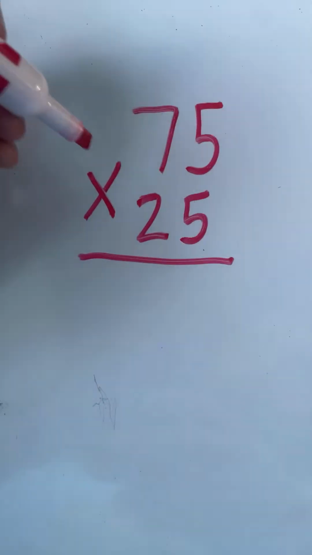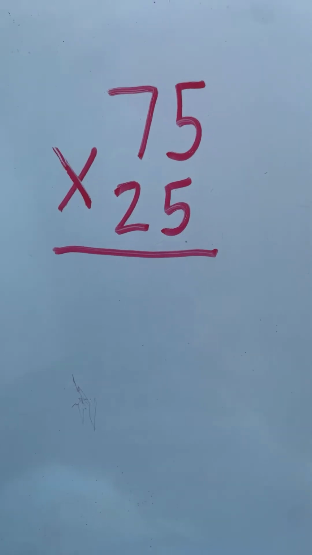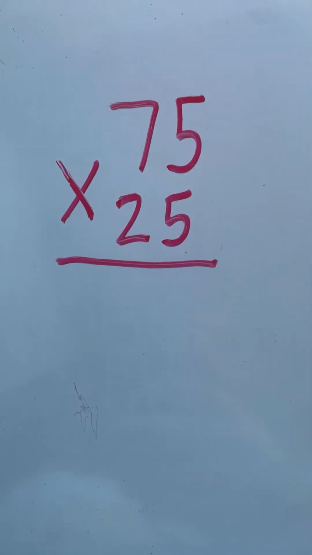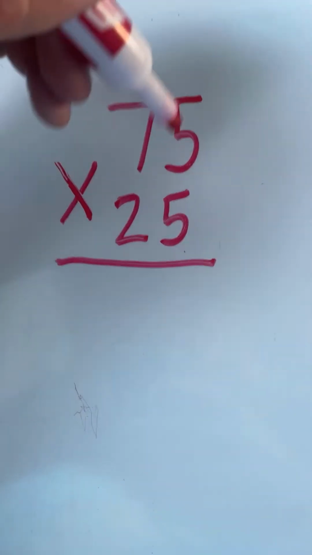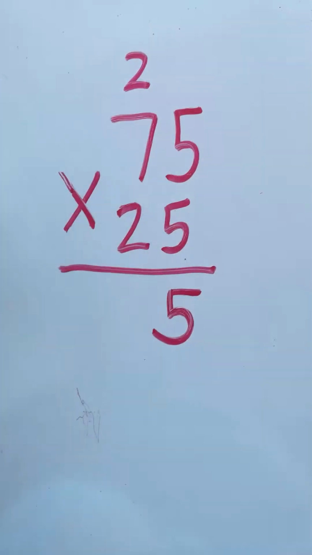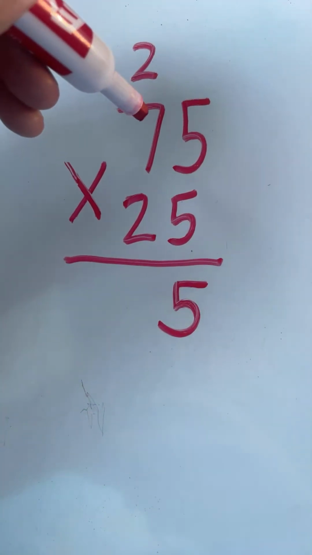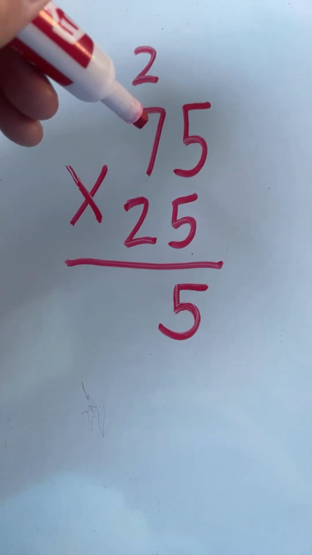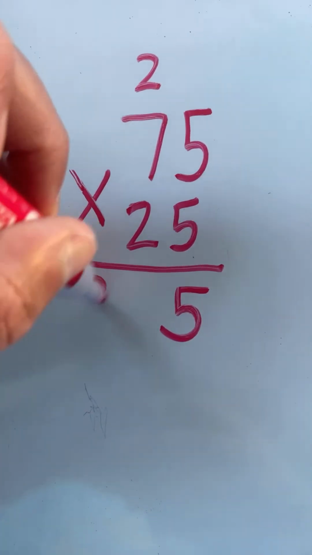All right, next example problem. 75 times 25. So we are starting in the ones place. We're going to start off by multiplying 5 times 5. 5 times 5 equals 25. 5, carry the 2. Seven times 5 equals 35, plus 2 equals 37.